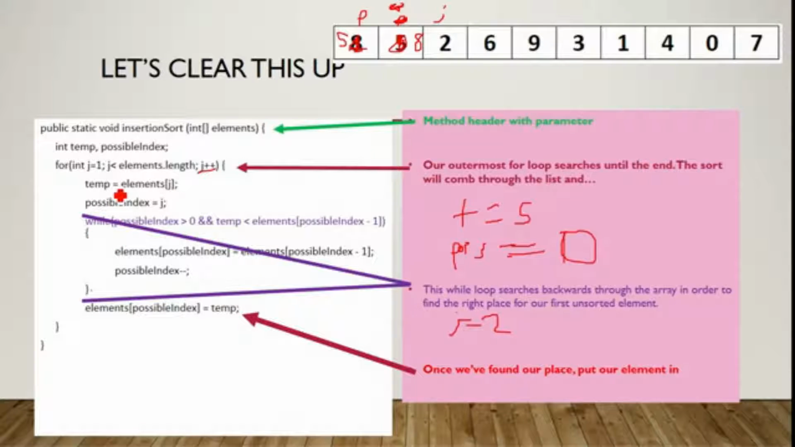So then we set temp equal to elements at j. So temp is no longer 5, it is now 2. And possible index is going to equal j, which is 2. So we set that equal to 2.